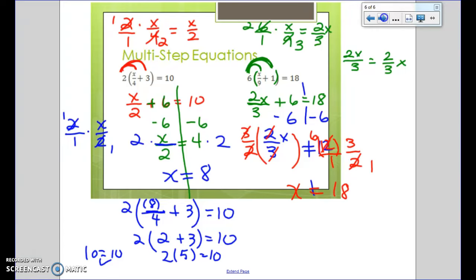Then you would, of course, need to check your answer and plug that in. But we've been doing that for quite a while now, so I think you can be, or I hope you're pretty comfortable with that. So that's it for today. Today we're adding the distributive property.